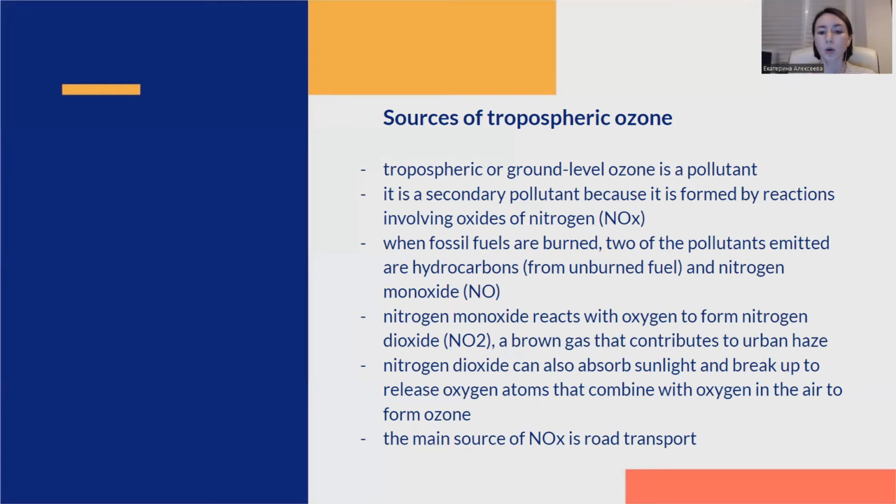Nitrogen dioxide can also absorb sunlight and break up to release oxygen atoms that combine with oxygen in the air to form ozone molecules. The main source of nitrogen oxides is road transport. So these are exhausts from vehicles.